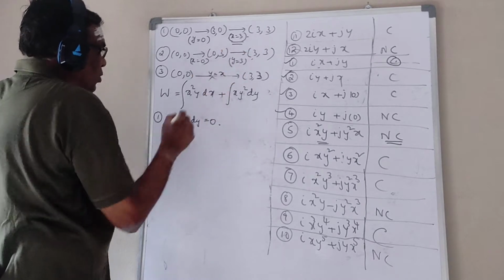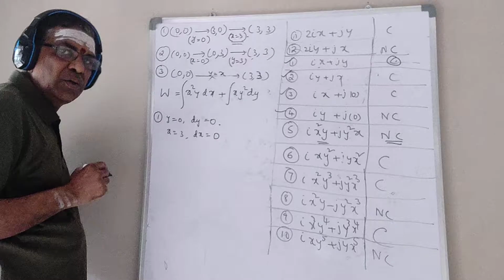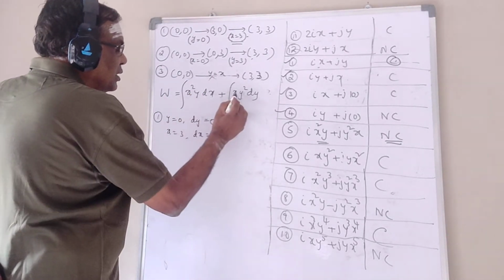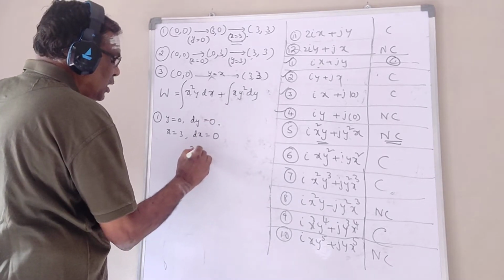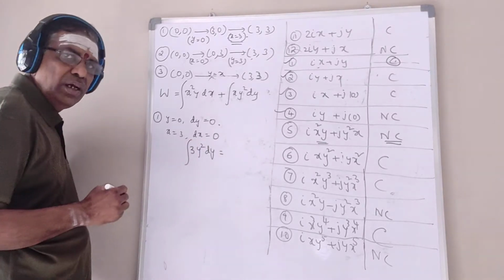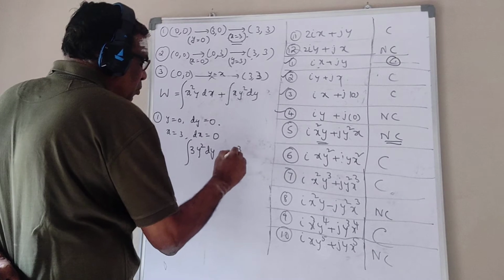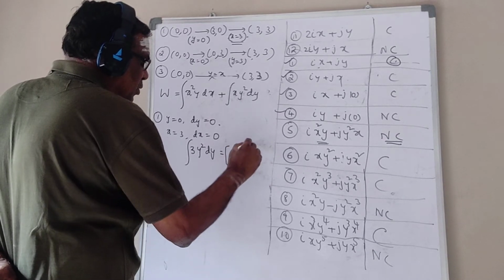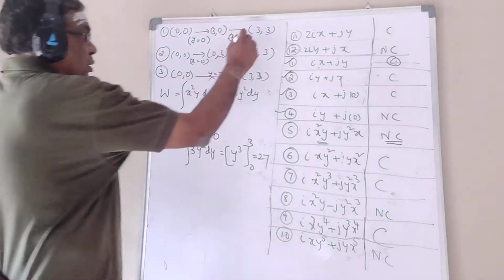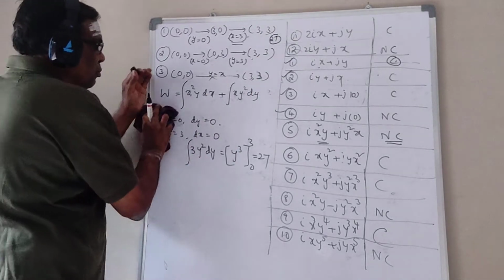Then x is equal to 3, therefore dx is equal to 0. Dx 0 means this will cancel. X is 3, substitute here, 3y squared dy. What is the integral of 3y squared dy? Y cubed, isn't it? From 0 to 3, 27. So the work done here, you are getting it as 27 units. Fine.